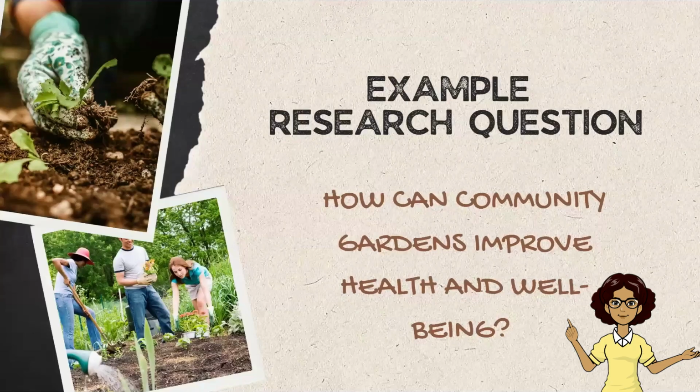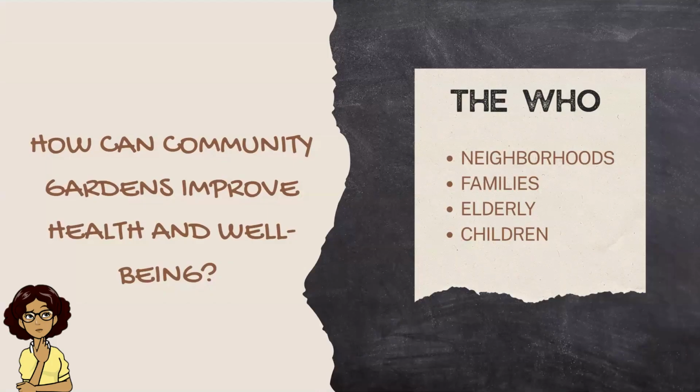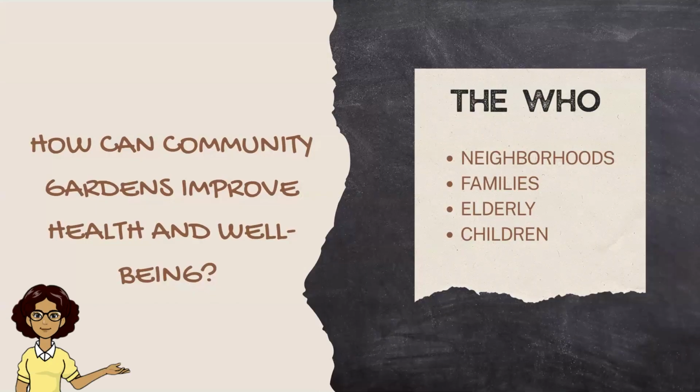Now let's walk this through with an example. Let's say we're doing research on how can community gardens improve health and well-being. Determining the who of this question can be a little challenging because there's not an explicit group of people stated in the question. However, when you think about who is being affected on this topic, it could be things like neighborhoods or families, elderly people, children. So while it's not explicitly stated in the question, I can still generate a good list of things that are a part of the who based on who is being affected by it.